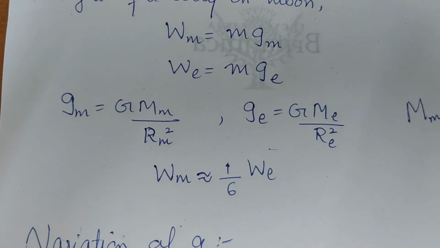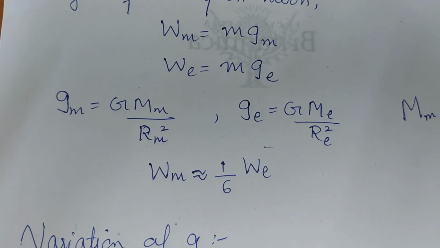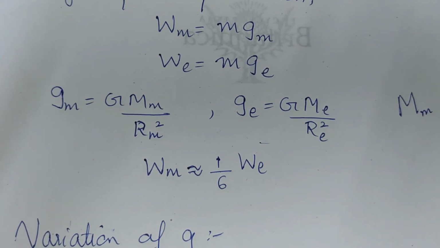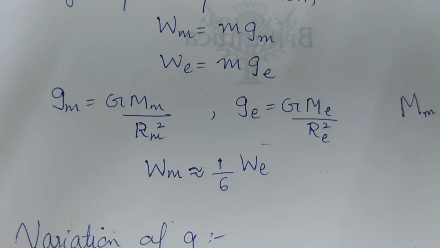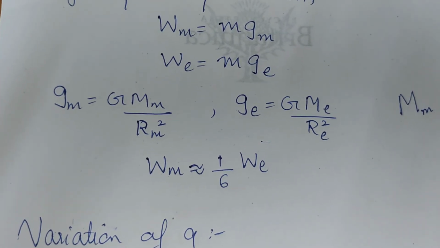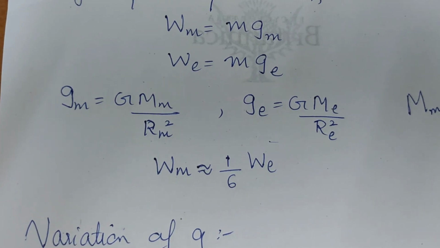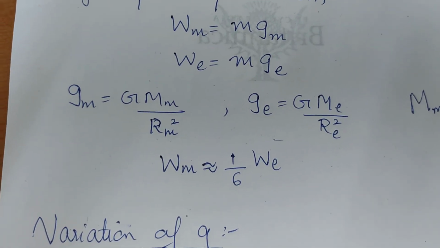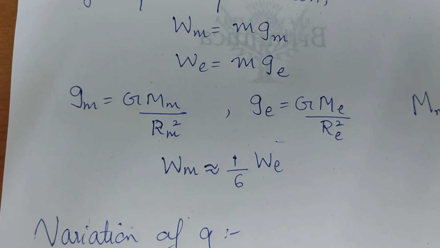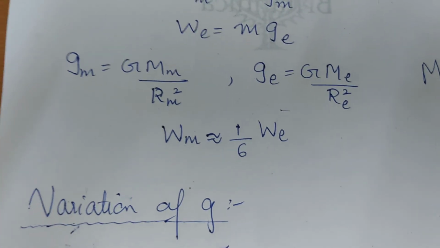As mass is constant on moon as well as on Earth, if we are talking about the same body, then this weight is 1 by 6 times weight on Earth, because acceleration due to gravity on moon is 1 by 6 times acceleration due to gravity on Earth. That is, Gm is 1 by 6 times Ge.